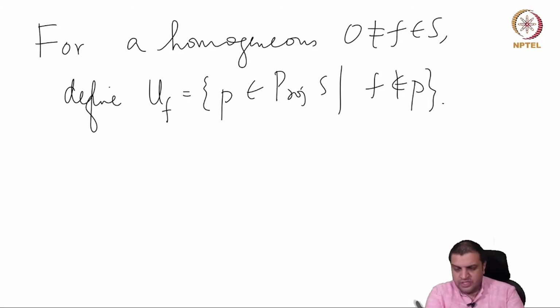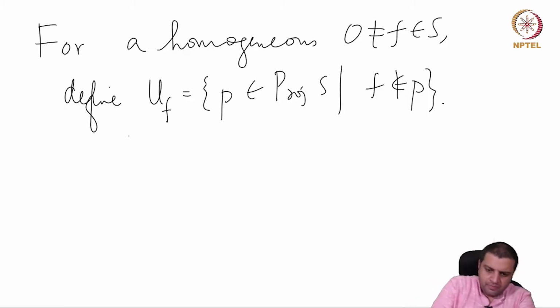For a homogeneous non-zero element F, we can define UF to be the homogeneous prime ideals which don't contain F. So this is the complement of V of F, V of the ideal generated by F. So these are open, and these will be the basic open subsets in this topology.